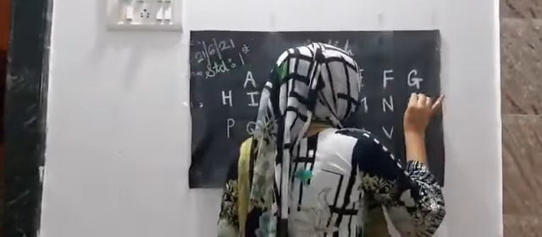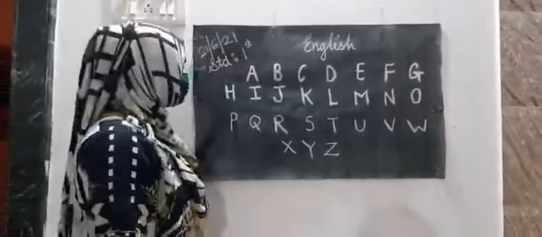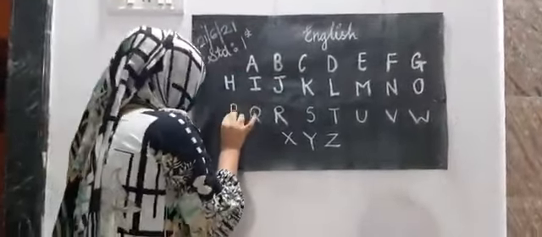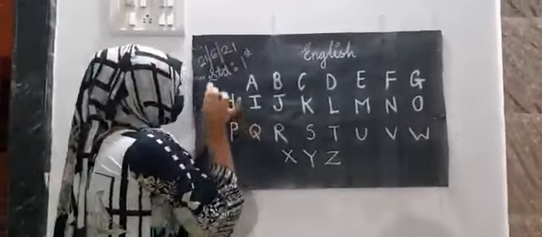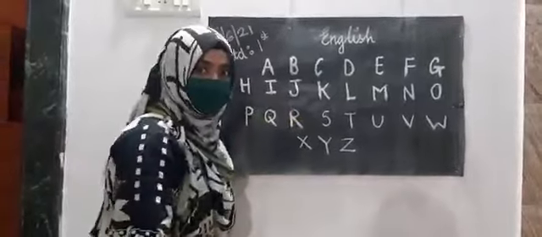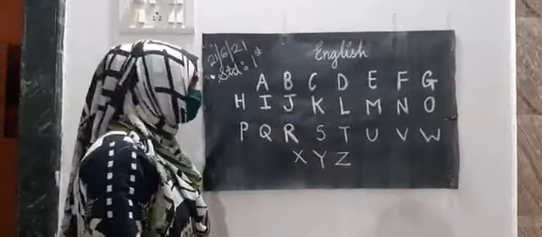N for nest. Next alphabet is capital O. O for orange. Next alphabet is P. Capital P. P for parrot. Next alphabet is Q. Capital Q. Q for quail. Next alphabet is capital R. R for rabbit. Next alphabet is capital S.